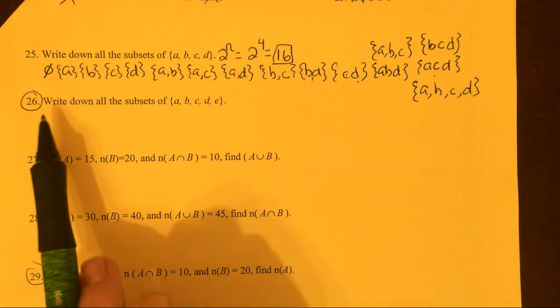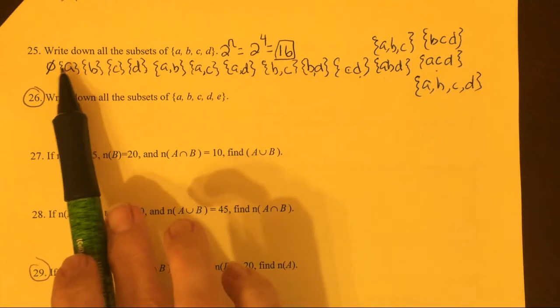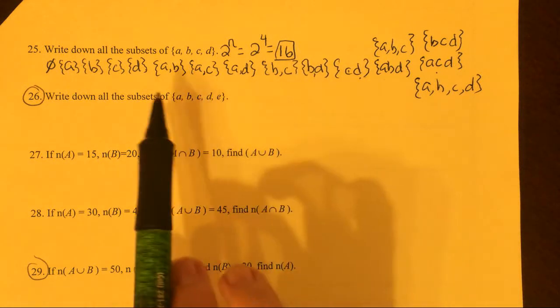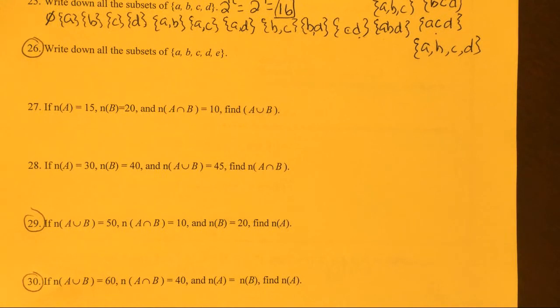Okay, and you're going to do 26 the same way. First thing you're going to do is figure out how many you need. And then you're going to do your empty set, your singles, your doubles, your triples, and so on until you've done all your sets. All right, so let's go look at 27.